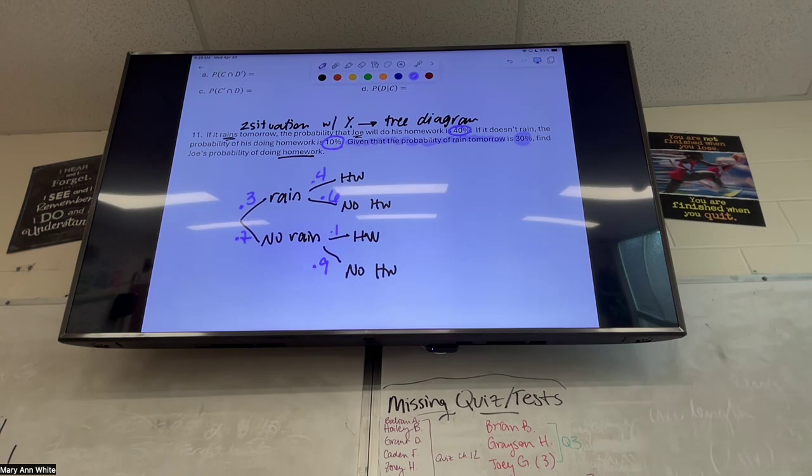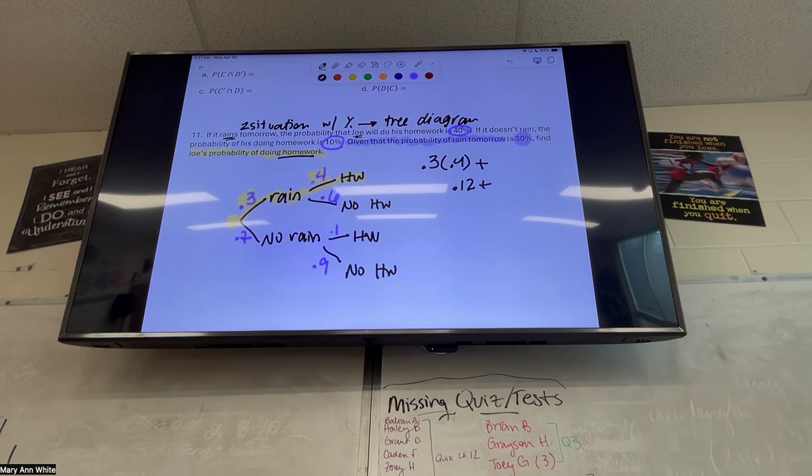We are going to follow the path to figure out the probability of him doing his homework, okay? So we have to start at the beginning. The first path we could go is it rains and he does his homework. So that means we're doing 0.3 times 0.4. That's one situation. That's 0.12, right?